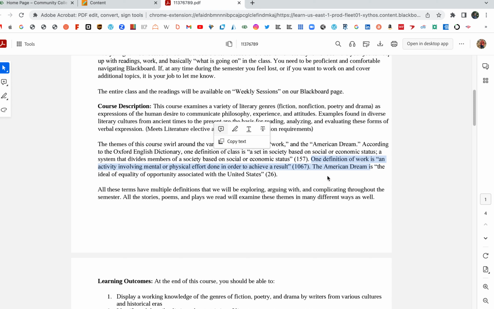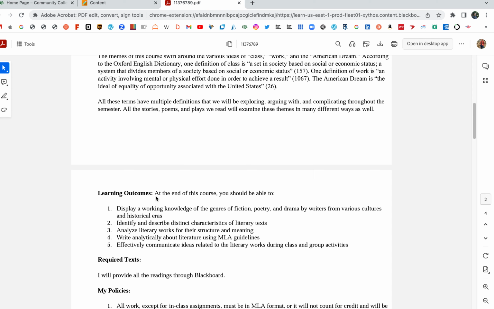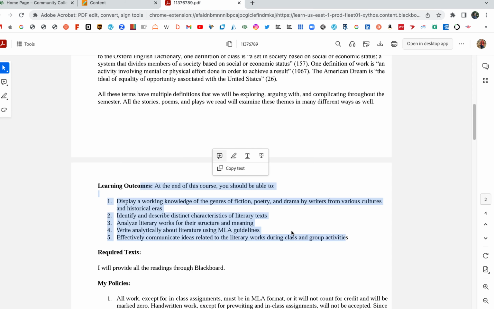One definition of work is, quote, an activity involving mental or physical effort done in order to achieve a result, end quote. The American dream, according to the Oxford English Dictionary, is, quote, the ideal of equality of opportunity associated with the United States. These are the dictionary definitions. We're going to be complicating, fighting with, pushing back, agreeing with, messing around with, playing with all these terms, as well as various literary terms and devices throughout this course. And I mentioned that here. Here are the learning outcomes that hopefully you will all be able to accomplish in this course.